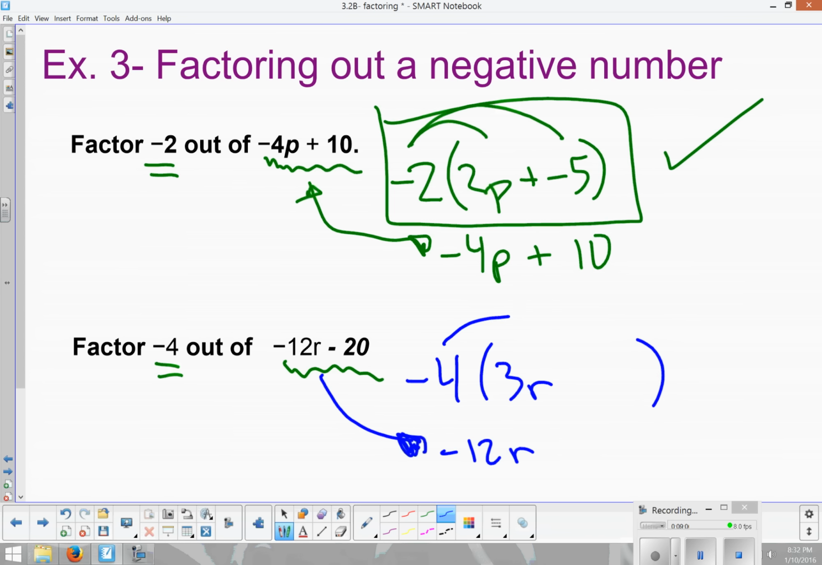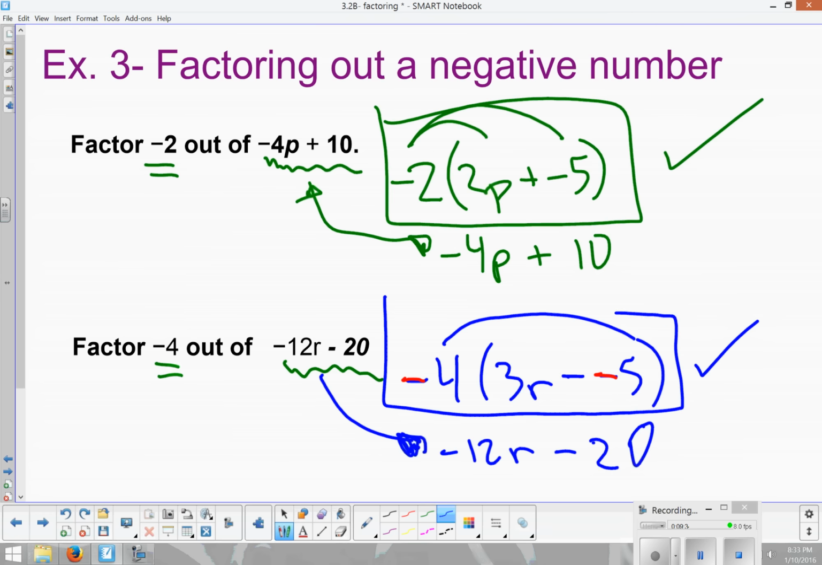Then -4 times what? Let me go ahead and put the sign. -4 times what is going to give us a positive 20? Well, -4 times a -5 is going to give me a positive 20. Notice these signs right here. A negative times a negative is going to give me a positive 20. So this would be our factored answer right here. So -4 parentheses 3r minus a -5. That would be our factored answer.